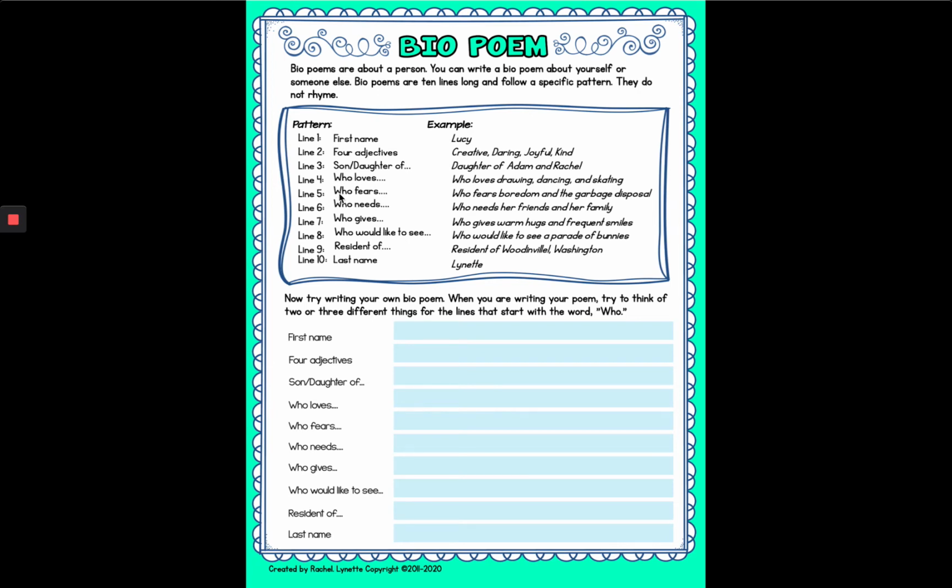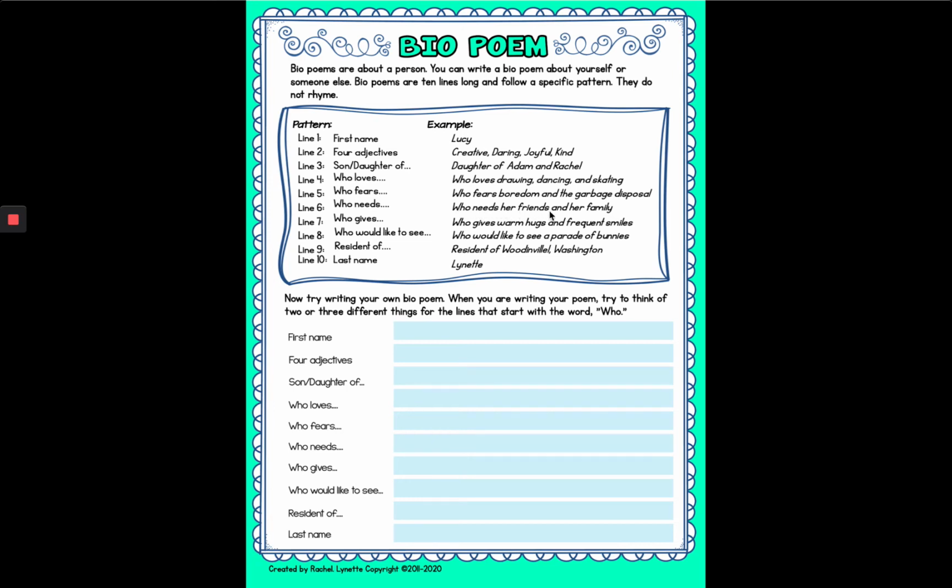Line 5 is going to be who fears. Now, this could be people that you fear, but Lucy said who fears boredom and the garbage disposal. I guess she's a little bit afraid of that noise that comes out of the garbage disposal. But it could be anything. Who fears being alone? Who fears getting sick? Who fears getting lost? Anything like that. Line 6 is always going to be who needs, and this is anything that you need. Maybe you think that you can't live without your phone, or who needs your family and your friends.